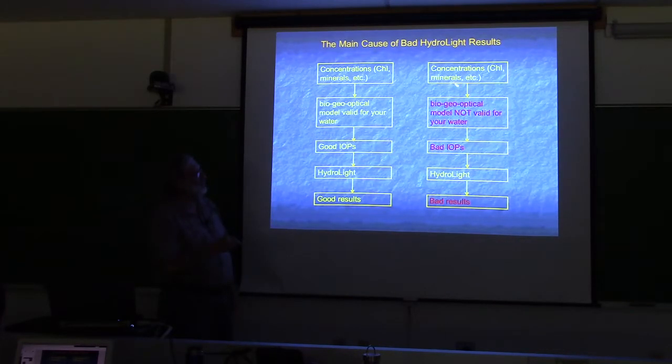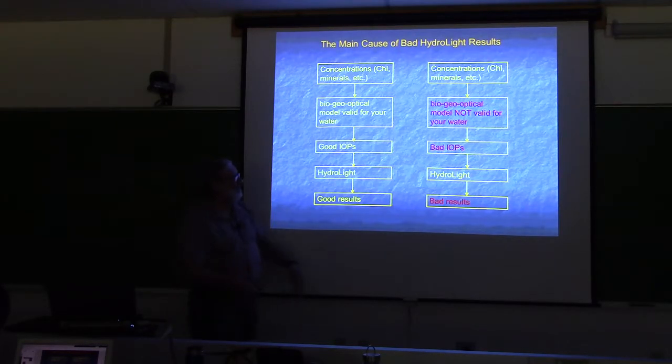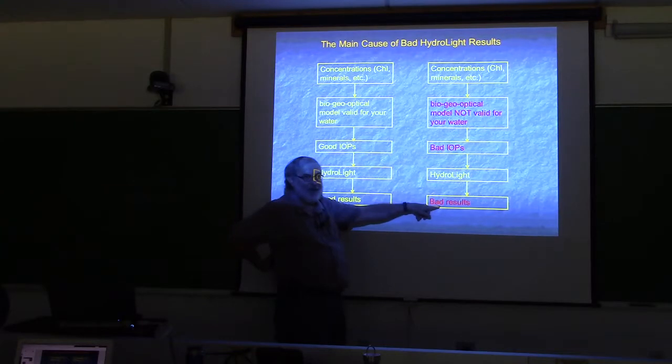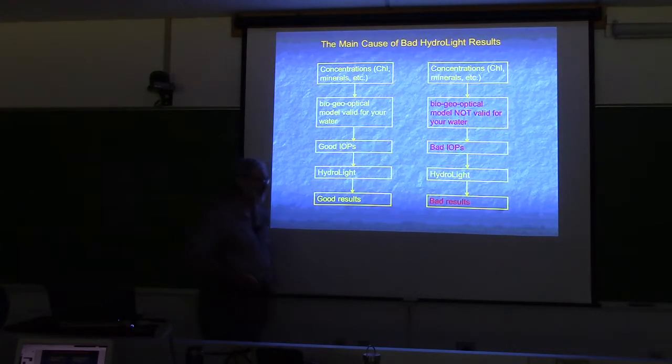If you take those concentrations and run them through some biogeo-optical model that's not valid for your water, and most likely the ones in Hydrolight are not because they're based on other data and you're working in the Damascata, then you're going to get bad IOPs. You give those to Hydrolight and you'll get bad results. That's just the way the world works.